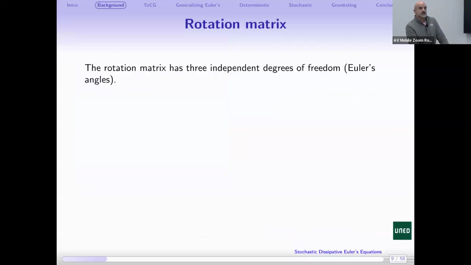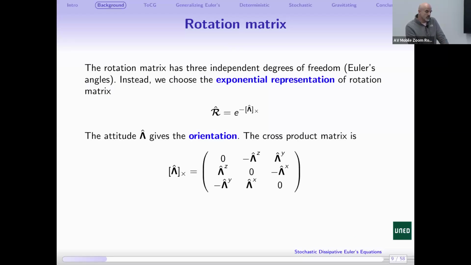The rotation matrix is an object that has 3 degrees of freedom. You can choose, as Euler did, the Euler angles, or as in this work, we choose the exponential representation of the rotation matrix in terms of what are called the attitude parameters. Sometimes this is also called the Euler vector, different from the Euler angles. But essentially, you construct the cross product matrix, which is this antisymmetric matrix that has only 3 independent degrees of freedom. With this matrix, the exponential is an orthogonal matrix automatically. So these are the variables we are going to use to represent the rotation, this attitude.